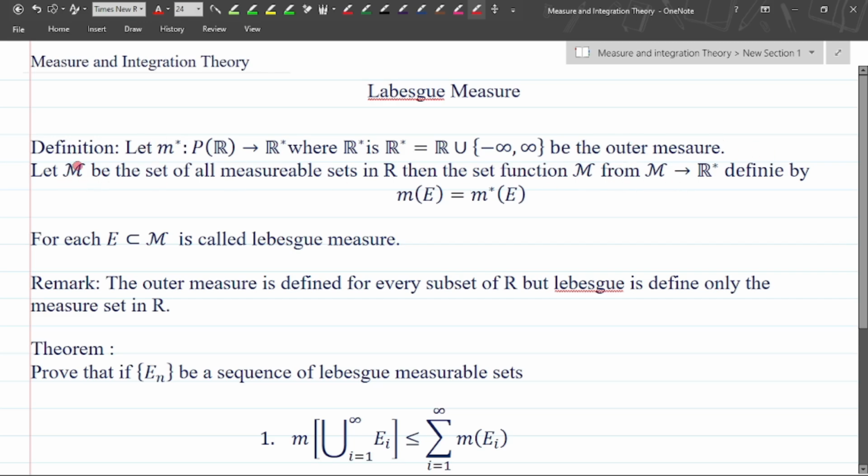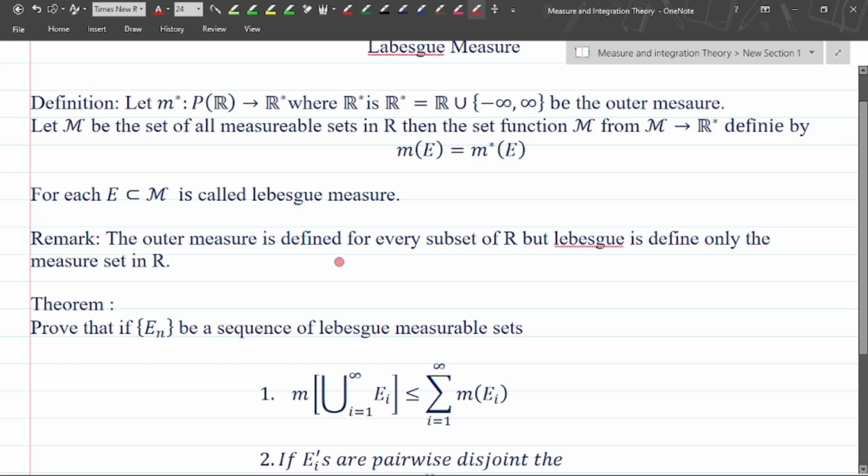Then script M is the set of all measurable sets in R. The set function from M to R star, the measure of E, is nothing but the outer measure of E. For each E which is a subset of script M, this is called the Lebesgue measure. It means if we apply the measure on an element of M, it equals the outer measure of that set. Remark: the outer measure is defined for every subset of R, but the Lebesgue measure is defined only for the measurable sets in R.